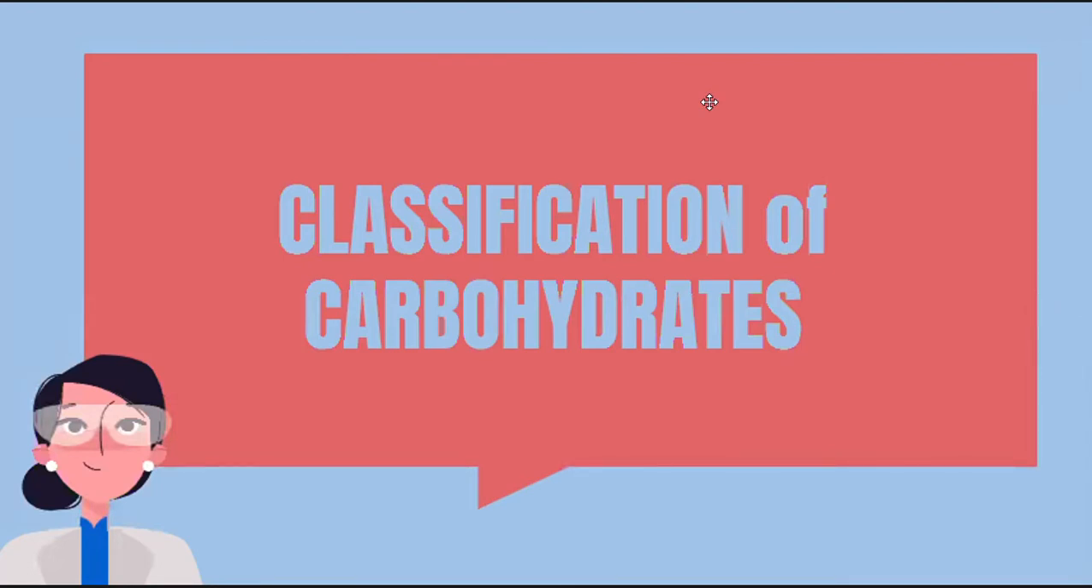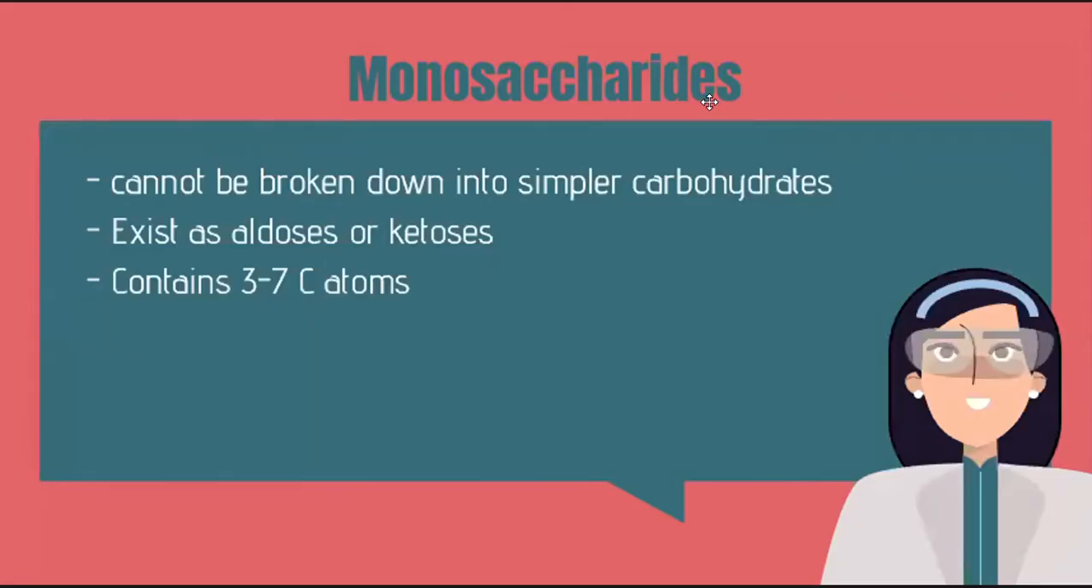Oligo means few, while poly means many. So polysaccharide is more than 10 saccharides, or more than 10 sugar components or units. So that's your four classifications of carbohydrates.